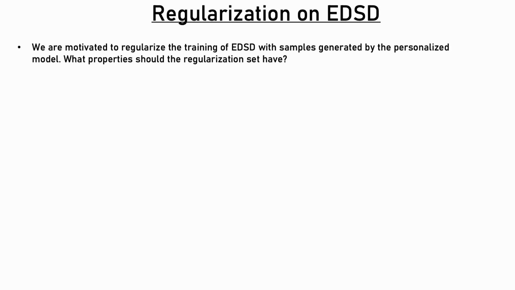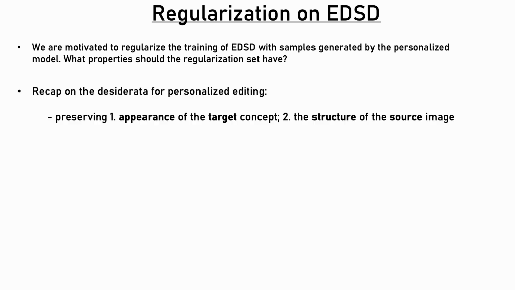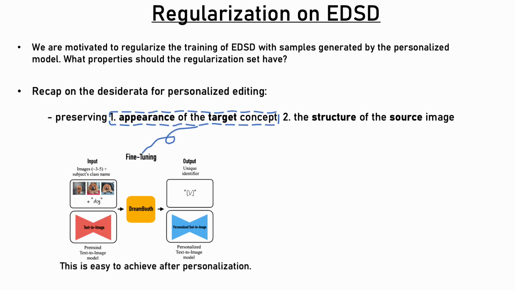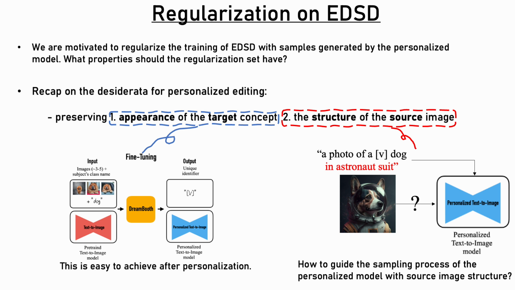To avoid the collapsing issue, we are motivated to regularize the training of EDSD. And how should the regularization set look like? In accordance with the two important criteria for personalized editing, it should satisfy both target appearance alignment and source structure alignment. The former is easy to achieve through personalization, whereas the latter is an open problem. The main challenge comes down to how could we guide the sampling process of a personalized model with the source structural information.